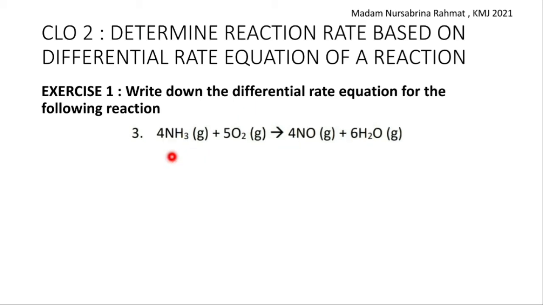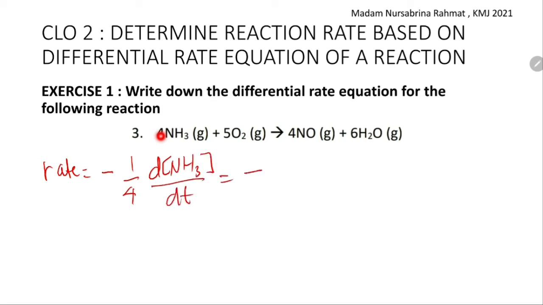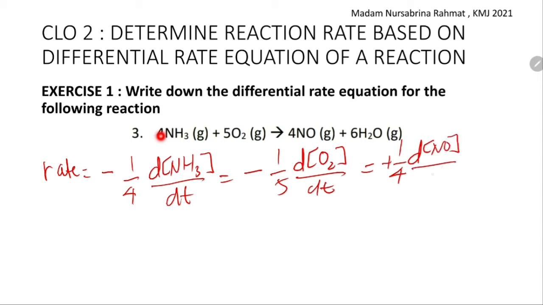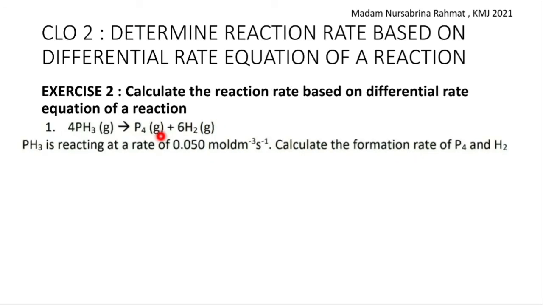Alright, so let's move on to the next chemical equation, which is your ammonia one. Again, rate equals negative 1/4 dNH3 over dt, equals negative 1/5 dO2 over dt, equals positive 1/4 dNO over dt and positive 1/6 dH2O over dt. So it's compulsory for you to write down the sign, either negative or positive. Alright, let's move on to the next CLO.